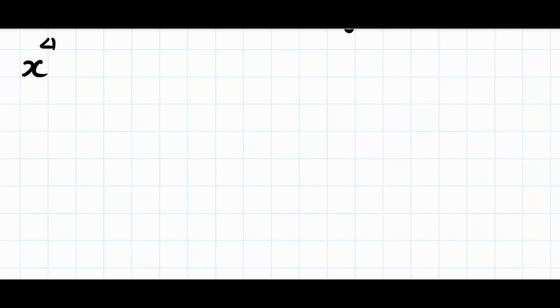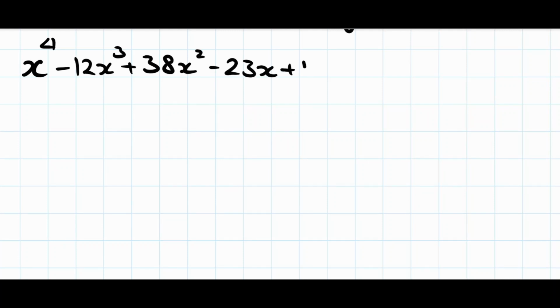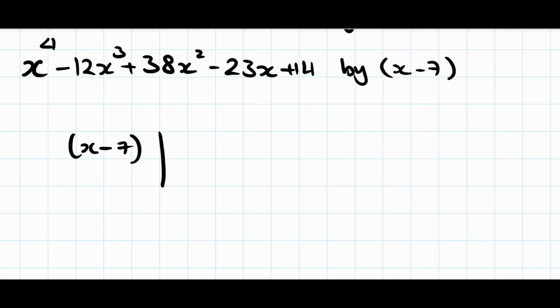Continuing on, so we're going to have x to the 4 minus 12x cubed plus 38x squared minus 23x plus 14, which is divided by x minus 7. So for this one, we're going to do it in the same way which we do normal division. So we're going to put x minus 7, which divides our expression here.